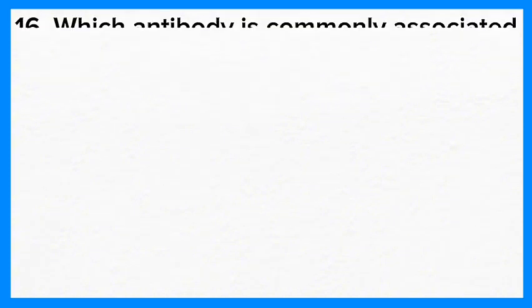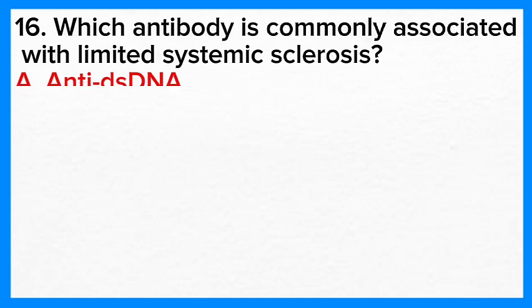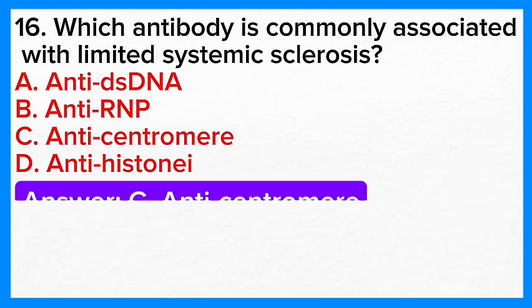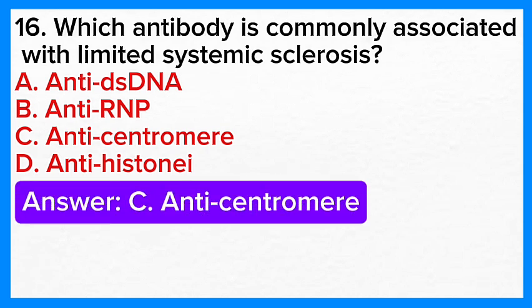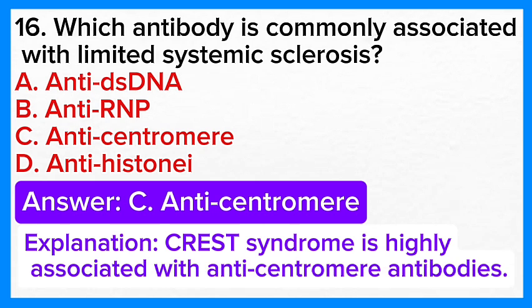16. Which antibody is commonly associated with limited systemic sclerosis? A. Anti-dsDNA, B. Anti-RNP, C. Anti-centromere, D. Antihistone. Answer: C. Anti-centromere. Explanation: CREST syndrome is highly associated with anti-centromere antibodies.